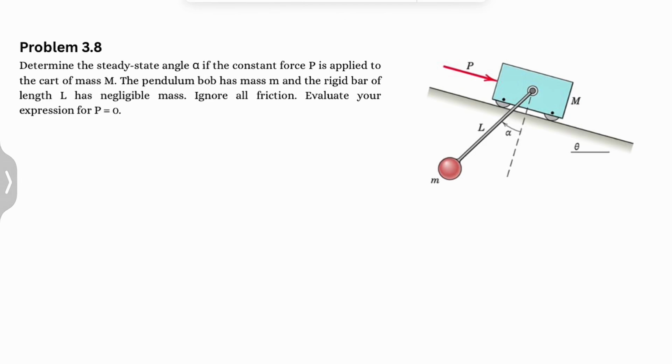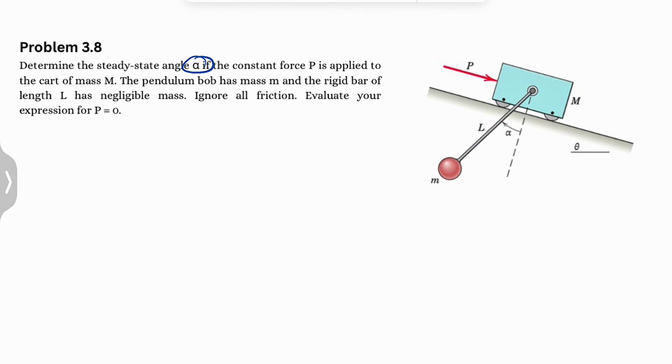Okay, so welcome back. We're going to be solving another dynamics question from Meriam textbook, and we need to determine the steady state angle alpha if the constant force P is applied to the cart of mass m. So we have the mass of this cart, which is m. The pendulum bob has a mass of m, which we can see in here, and there is a rigid bar of length L that has negligible mass.